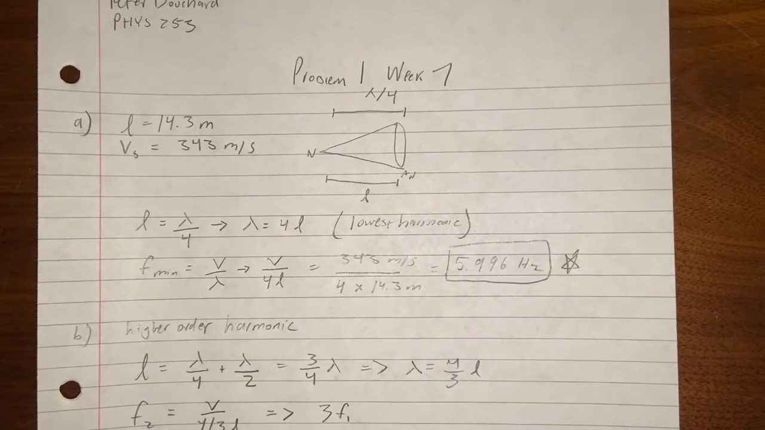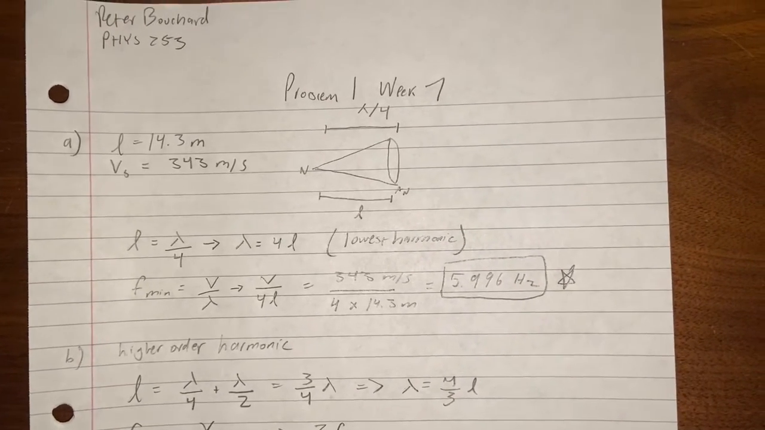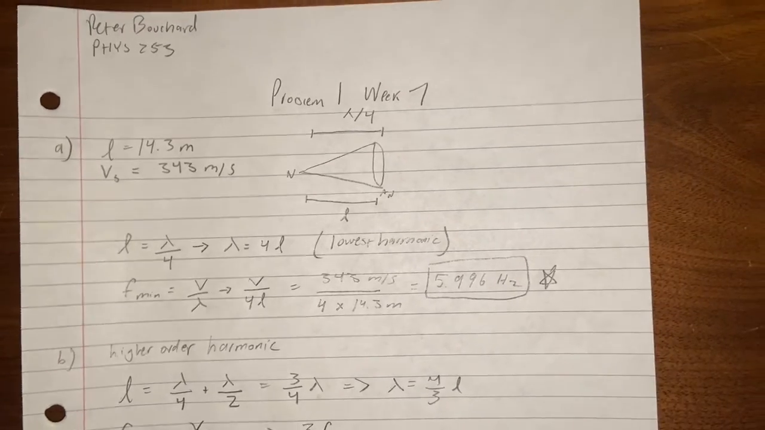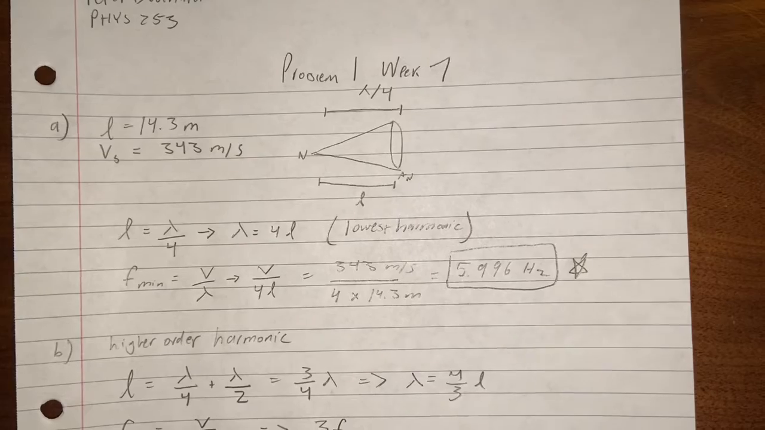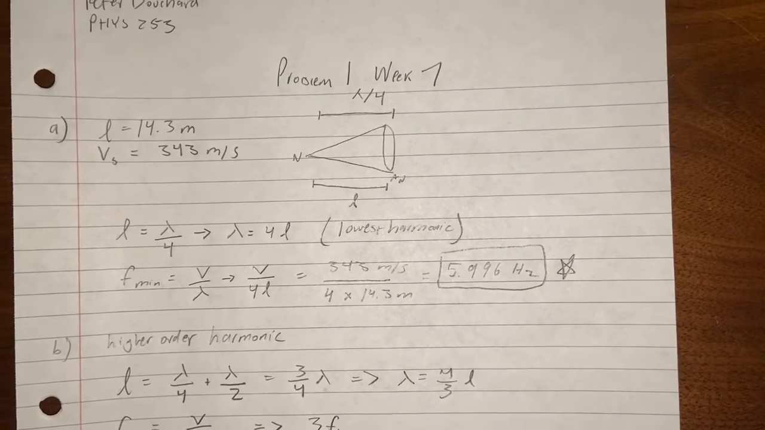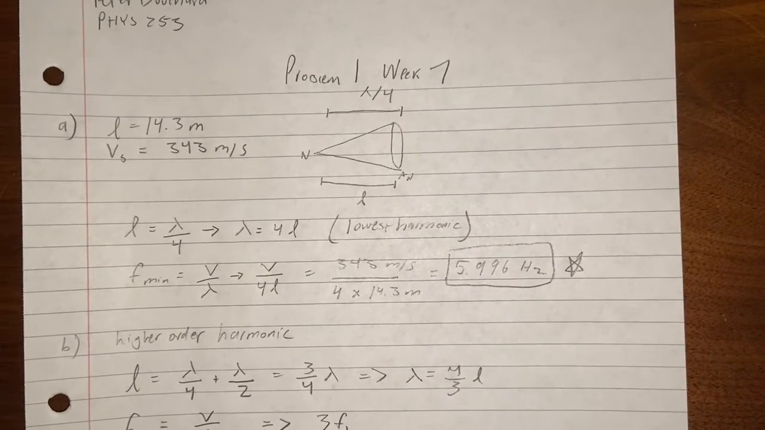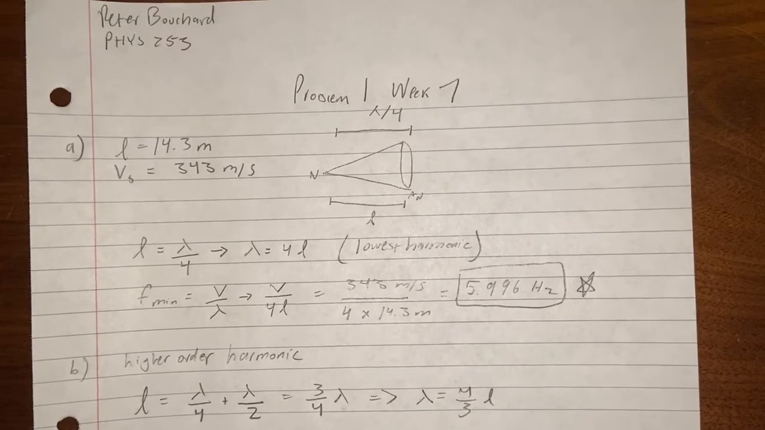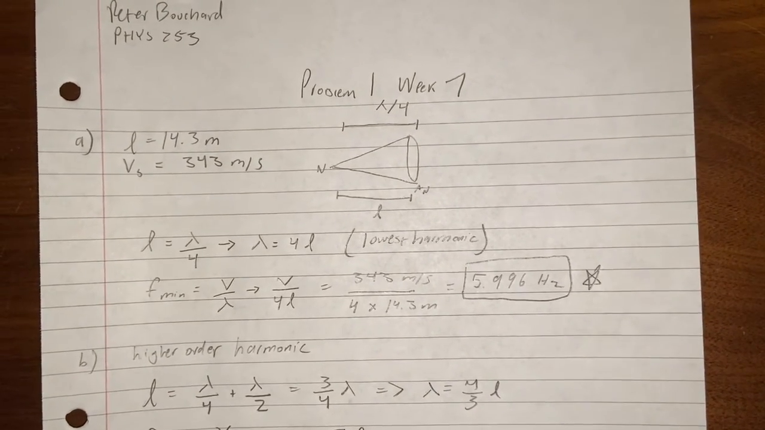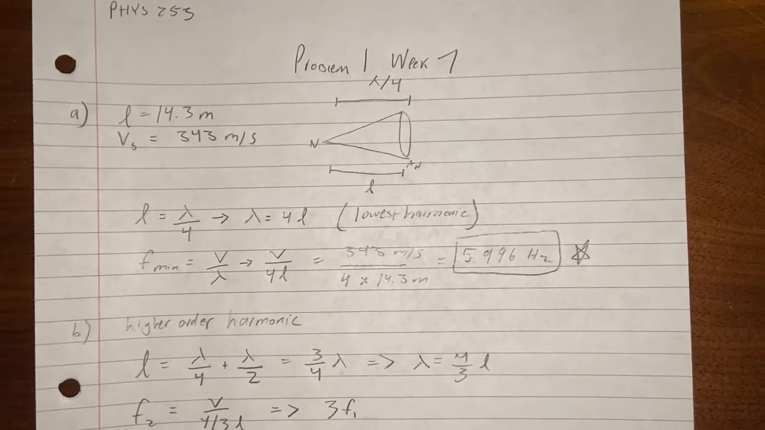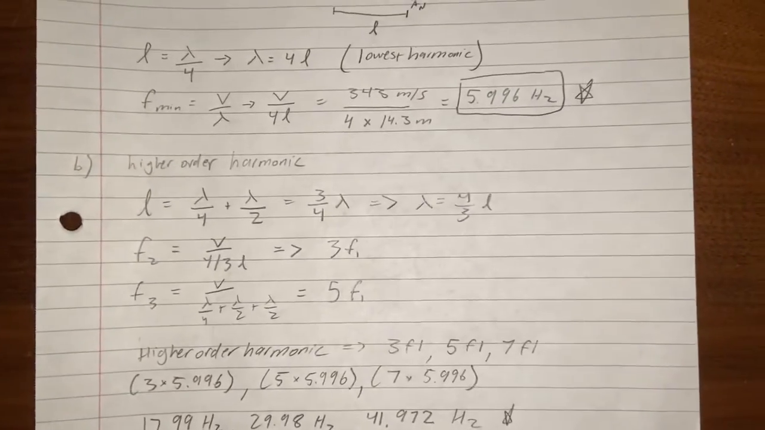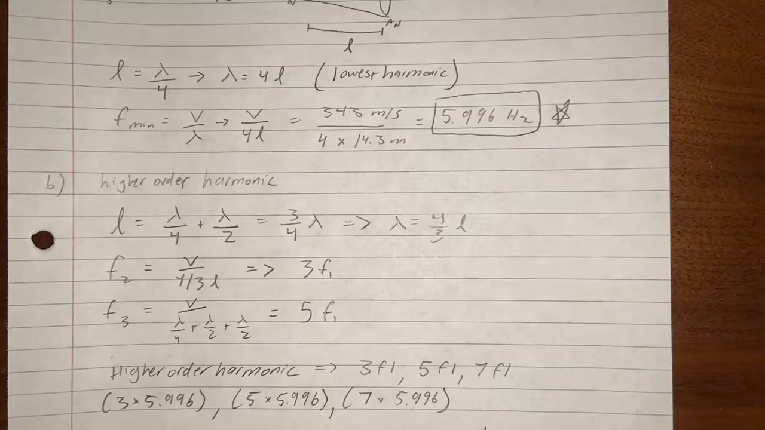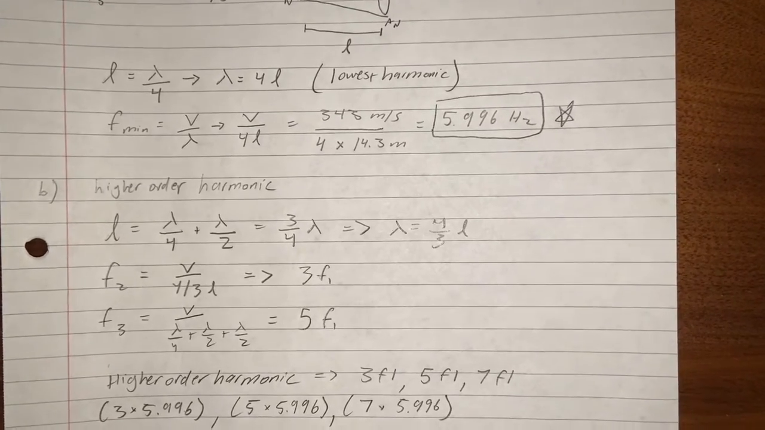We've already found that the wavelength is equal to 4 times the length of the hallway. Plugging in the variables that we know, we get the speed of sound in air, 343 meters per second, over 4 times 14.3 meters, which equals 5.996 hertz, the frequency of the lowest harmonic. Now, jumping into the higher order harmonics, we're going to follow a similar process.